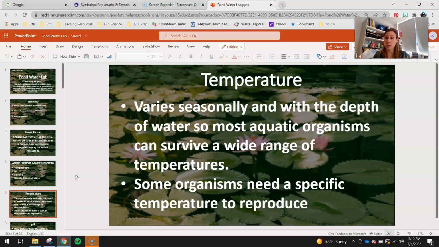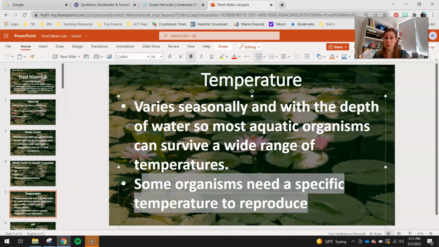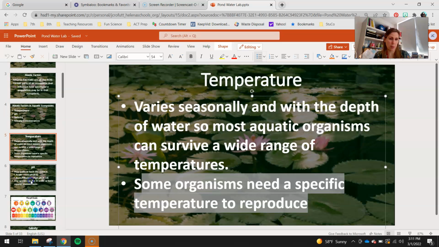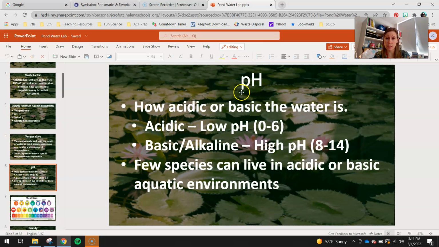While a lot of aquatic organisms can survive in a wide range, a lot of them can't. And then we might even see some organisms that need a specific temperature in order to reproduce, depending on how they reproduce. Maybe they need a certain temperature to be good at making eggs, whatever the case is. So that's definitely a factor that affects what populations can live in an aquatic ecosystem.